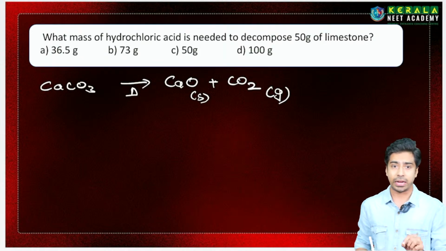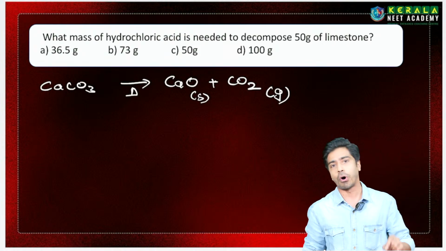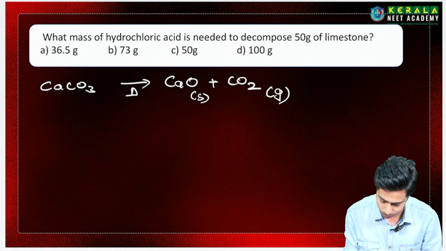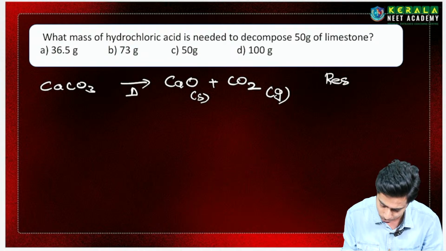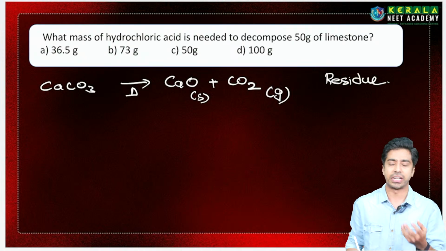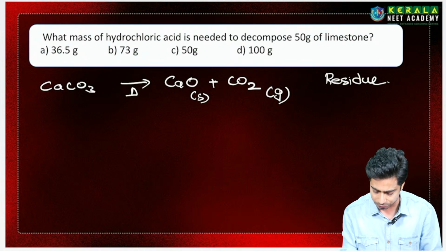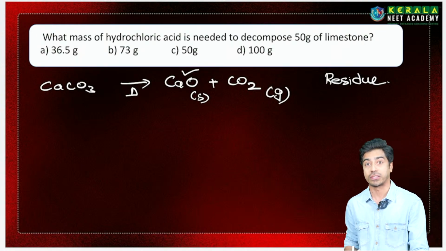So the question may be: calculate the amount of residue obtained. Residue means you have to take the solid. Residue obtained means something which is present in the solid form. So the weight of residue means you have to calculate the weight of calcium oxide.